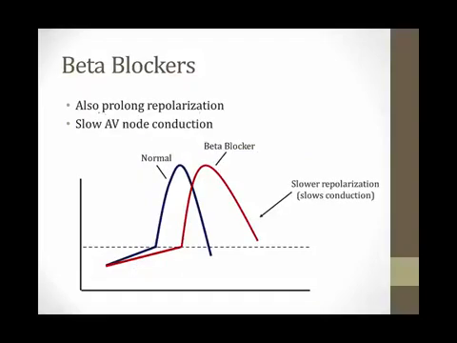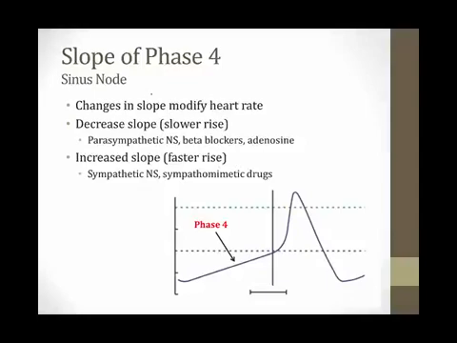Beta blockers also prolong repolarization. You can see that this action potential for the beta blocker is longer and wider than the action potential under normal conditions. This is going to slow action potentials in the SA node, but it's also going to slow action potentials in the AV node. That will slow conduction from the atria to the ventricles. I told you that beta blockers modify the slope of phase 4 in the sinus node, and this is how they modify the heart rate.